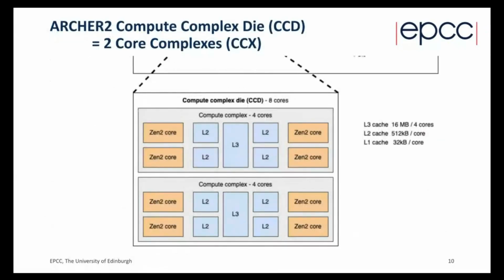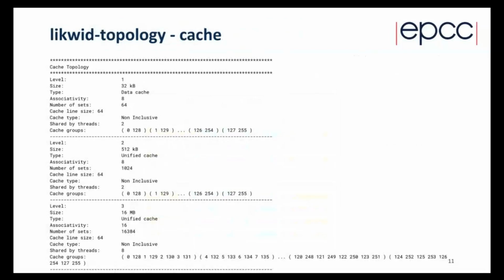Zooming in further to a single CCD. A single CCD is 8 cores, which is composed of 2 CCXs, 2 core complexes. And there we see the cache level breakdown of the memory hierarchy. That information is also available through Liquid topology with the cache option. That tells us about the nature, the size and the inclusivity of the different cache levels, how they relate, and which cores share L1, L2, and L3 caches.